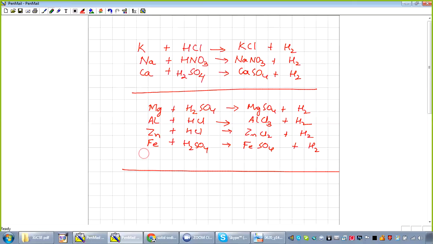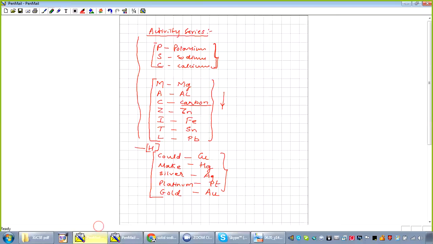Here you should remember that as you are coming down, these metals will react with less intensity with these acids, and the reaction is going to become slower and slower. Of course, in each case we are going to get hydrogen gas. Now as we come to the metals which are below hydrogen, copper, mercury, silver, platinum and gold, these metals are not at all going to react with dilute acids, so there will be no chemical reactions for them.